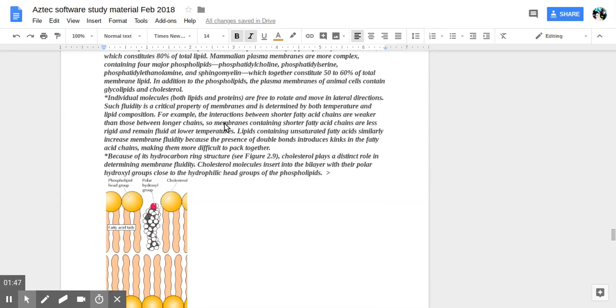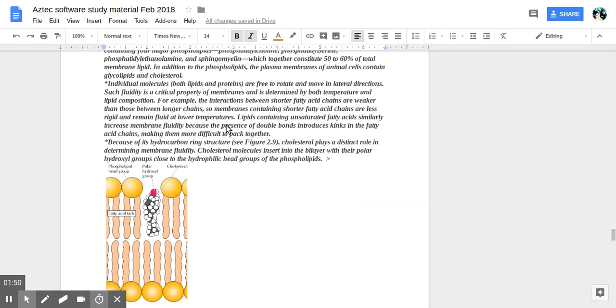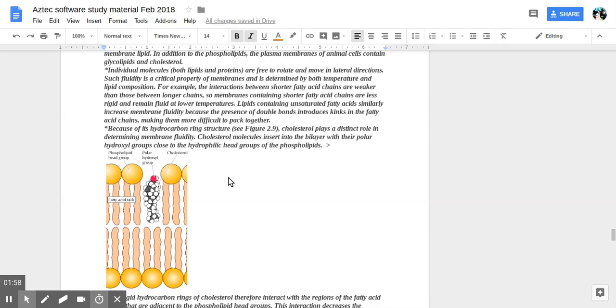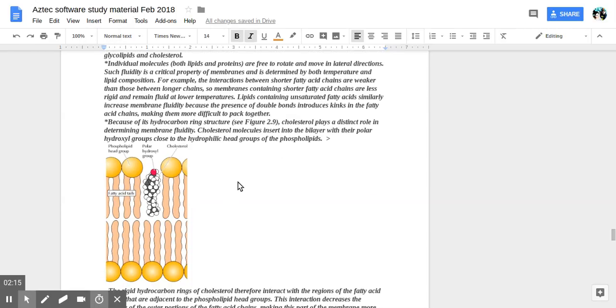In addition to phospholipids, the membrane consists of glycolipids, which are carbohydrates that link up with the lipids, and cholesterol molecules as well, which help with the rigidity and the structural integrity of the membrane. Individual molecules, both lipids and proteins, are free to rotate and move in lateral directions.